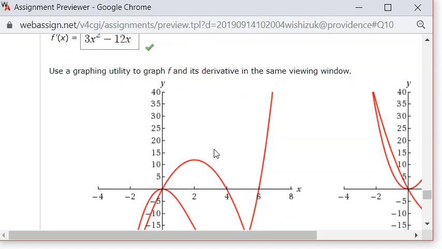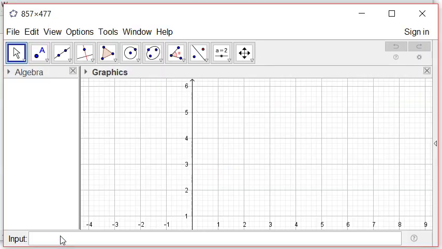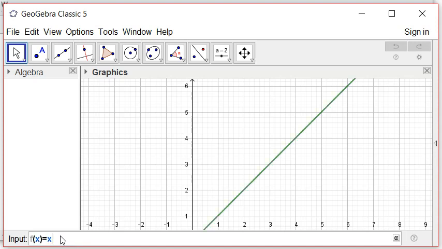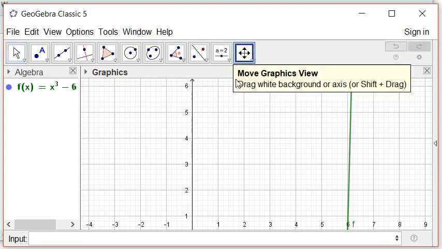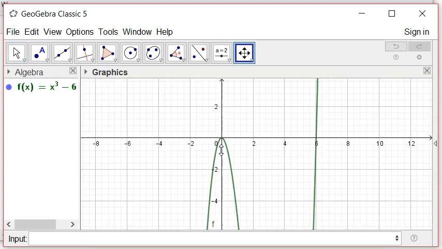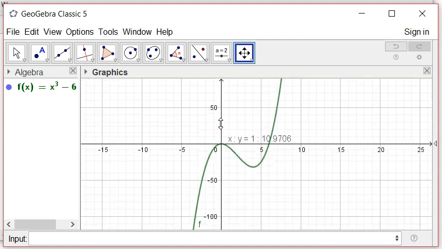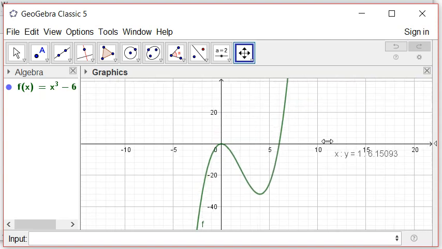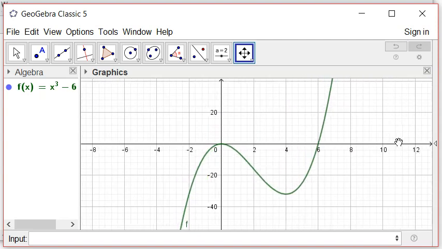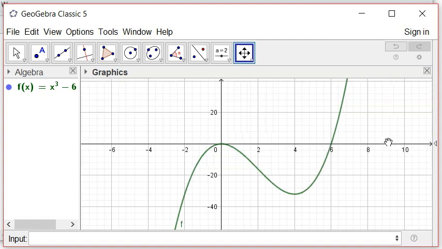Use a graphing utility to graph f and its derivative. All right, so I'm going to pull out the GeoGebra here. The original function was f of x is equal to x cubed minus 6x squared. Hit enter. Maybe we should rescale a little bit so we can see a picture. So go back and rescale a little bit here so that we can see better. And here. So this is the graph of the original function f.